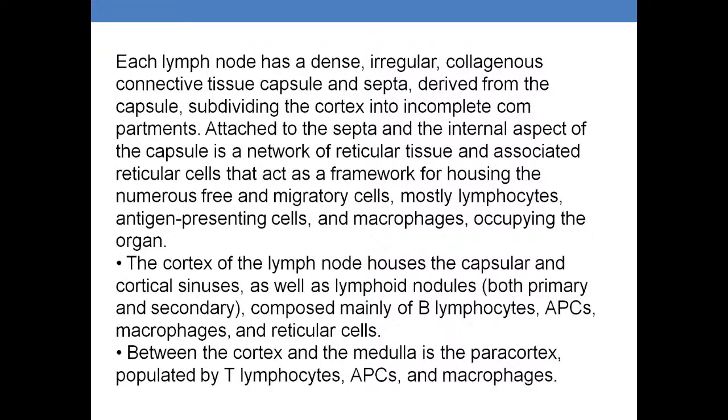The cortex of the lymph node houses the capsular and cortical sinuses as well as lymphoid nodules, both primary and secondary, composed mainly of B lymphocytes, antigen-presenting cells, macrophages, and reticular cells. Between the cortex and medulla is the paracortex, populated by T lymphocytes, antigen-presenting cells, and macrophages.